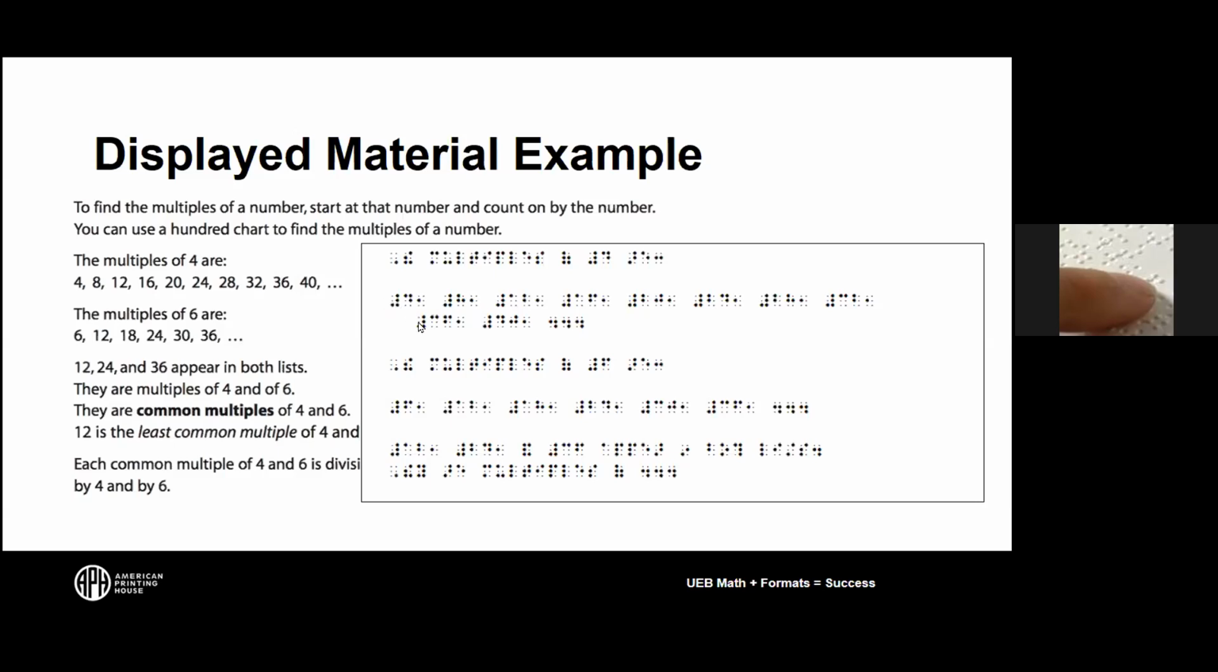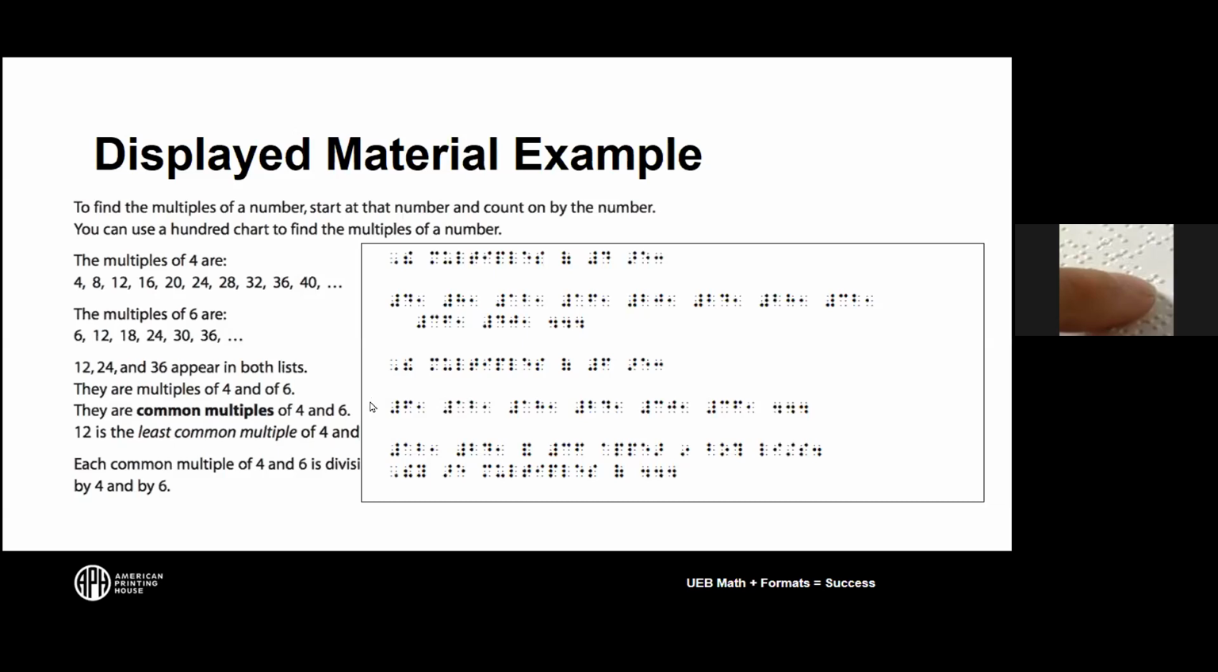So 3 plus 2 is 5. That's where we get our runovers for the displayed material. Then we have a new paragraph that says the multiples of 6 are, and again, a series of numbers that's displayed, so it has a blank line before and after it. And again, this is displayed to a paragraph. If the paragraph went on and on and on, it would run over in cell 1.